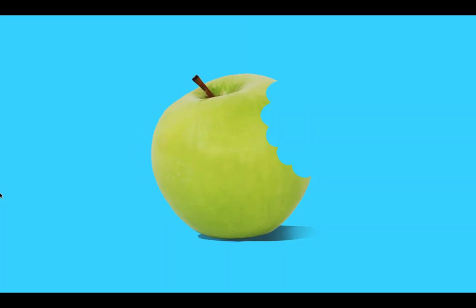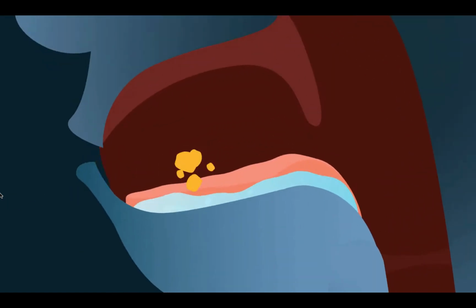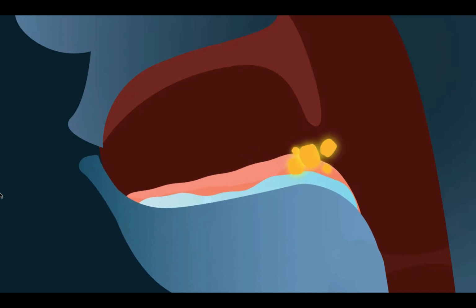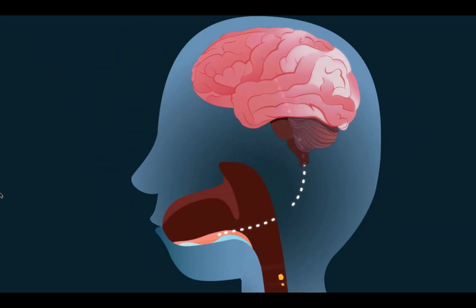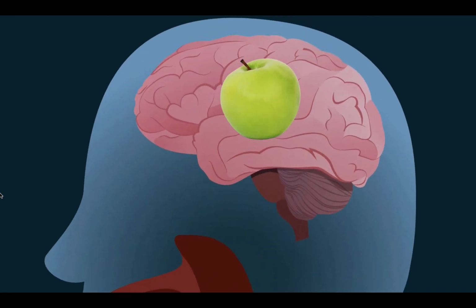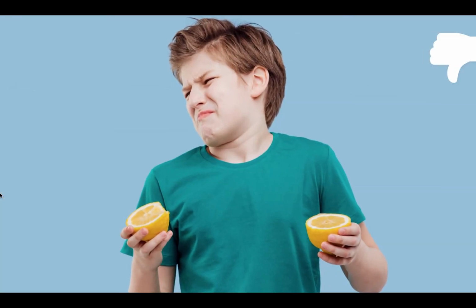Imagine eating this fruit. When we put it in our mouth, chemical substances in the apple communicate with the taste buds on the tongue. The taste buds transmit this information to the brain through the taste nerves. The brain is in charge of recognizing the type of taste and deciding whether we like what we're tasting or not. Yum, this apple is so sweet. I love it. Yikes, this lemon is so sour. I don't like it at all.